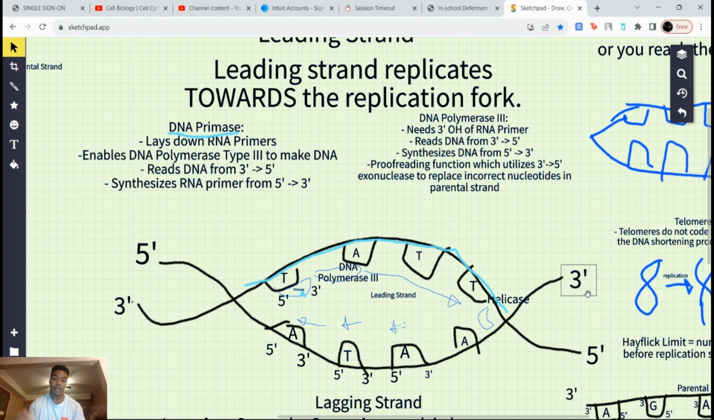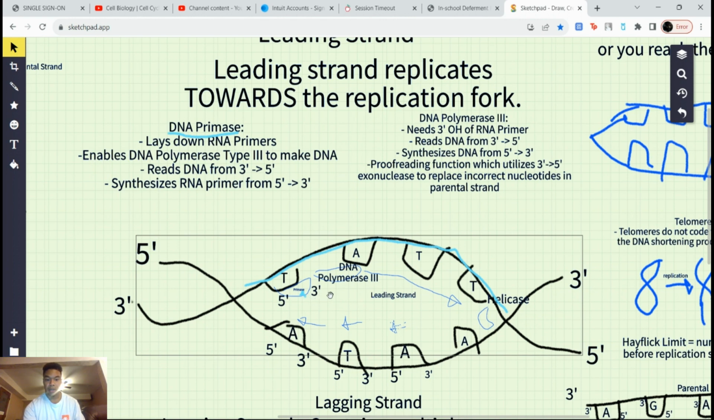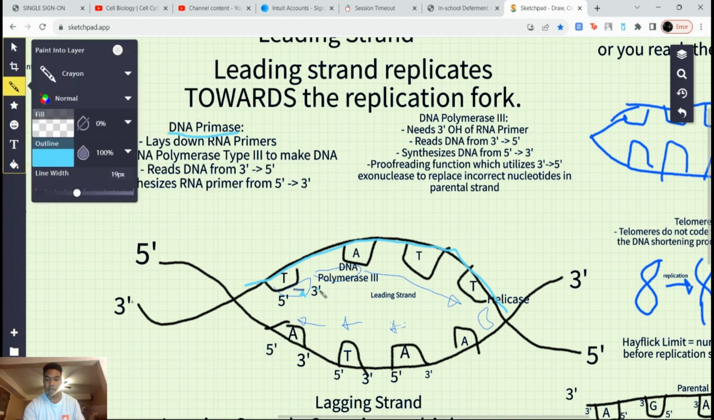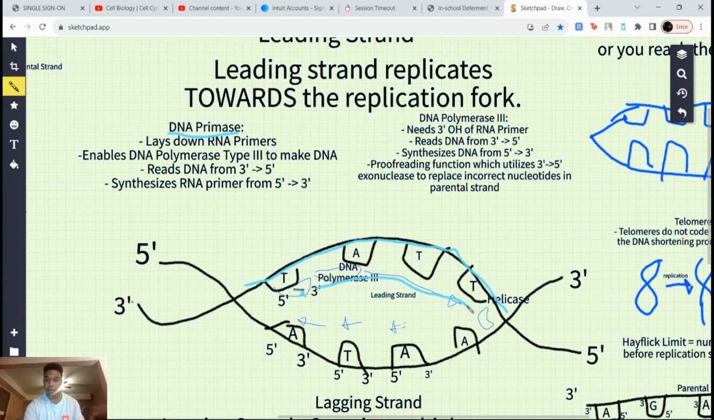What it's going to do is take that initial RNA primer nucleotide, synthesize a complementary nucleotide from the 5' to 3', and just add and add and add until it finishes when the helicase reaches the termination sequence. But we'll get to that later. So that is DNA polymerase 3. The note here is that it's continuous and there's only one primer added at the very beginning of the leading strand.